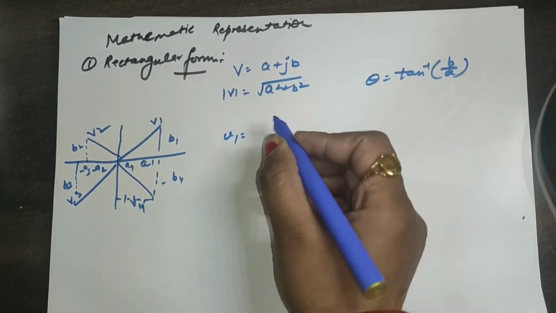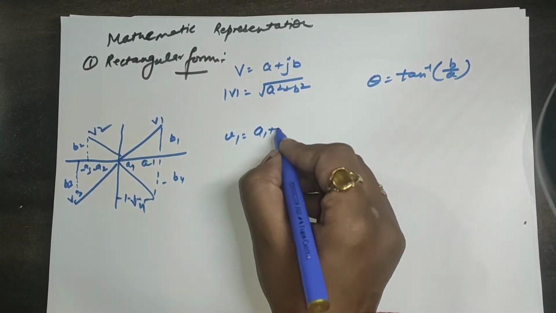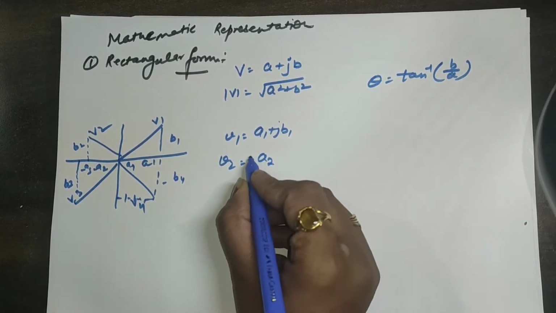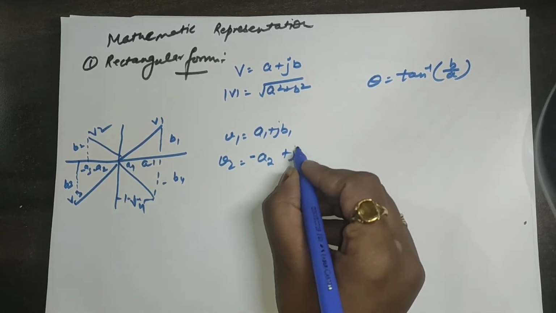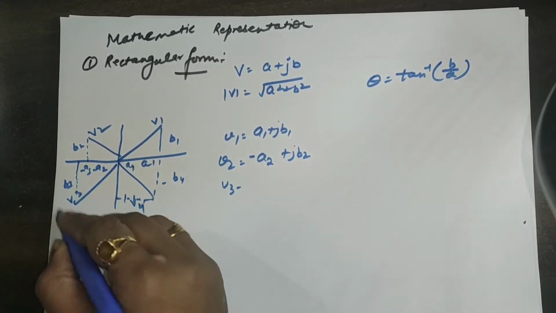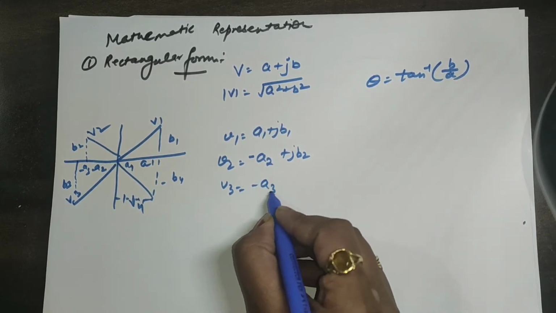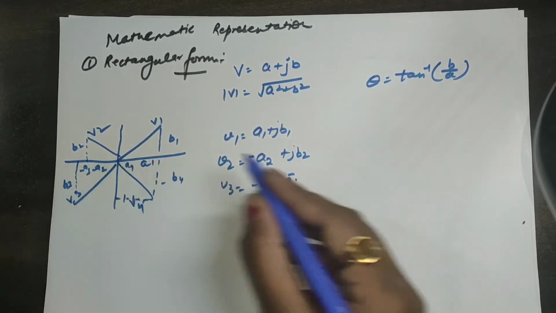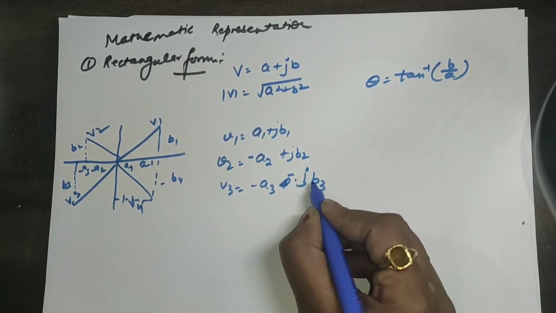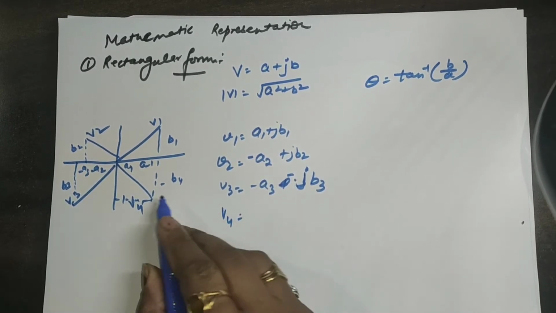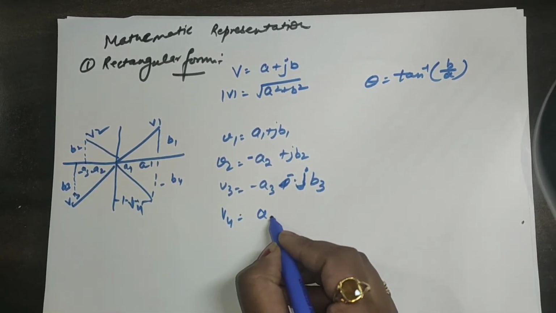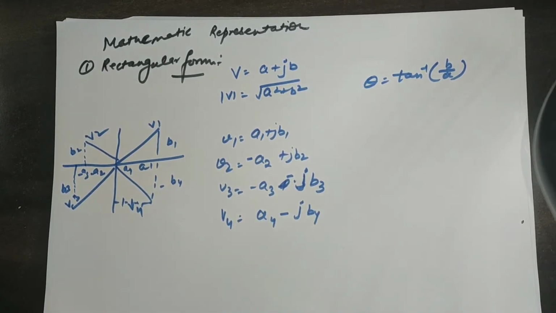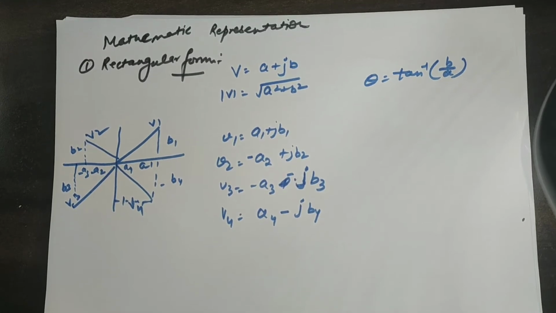Now you can take V1 equals A1 plus J B1, V2 equals minus A2 plus J B2, V3 will be minus A3 minus J B3, because this is negative, and V4 equals A4 minus J B4. So you can express your term in rectangular form like this.